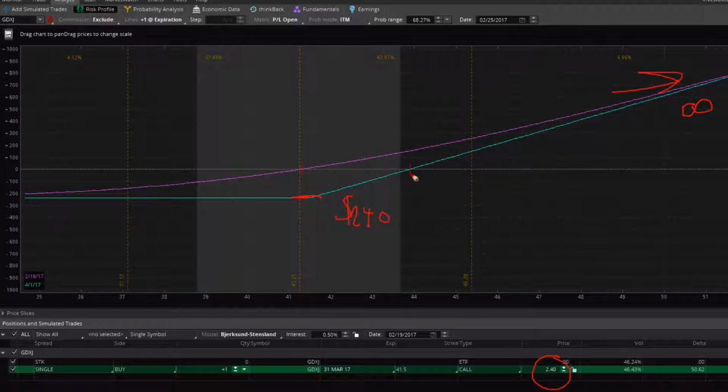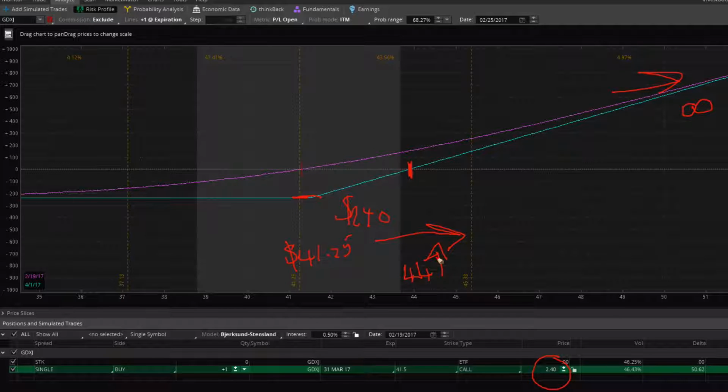Now, how do I make money? Well, I make money by the stock going above a certain price, and that's my break-even point. You can see it right here. The stock has to go above 44 for me to make any money at all. The stock is currently trading right here, at 41.25. So in order to make money on this call, the stock has to go up to $44.